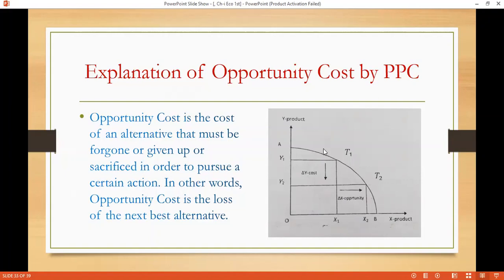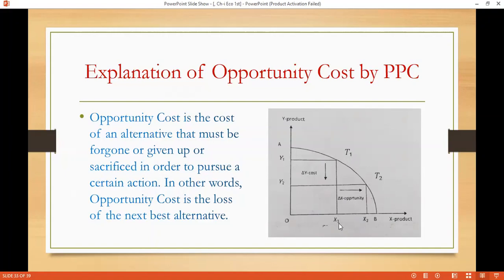At point A, which is the extreme point, all resources are used to produce Y product. At that time X product is 0. When all resources are engaged for producing X product, then OB amount of X product is produced and Y product is 0. So A and B are two extreme cases. Now let us see points T1 and T2. At point T1, when Y product is Y1, then X product is X1.